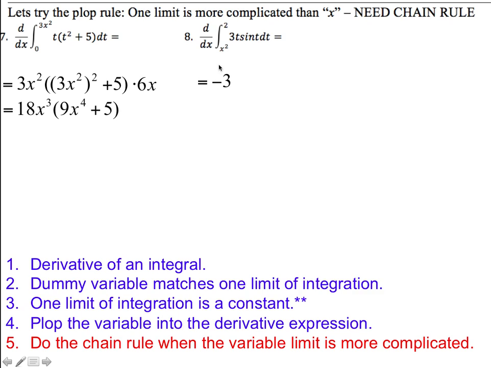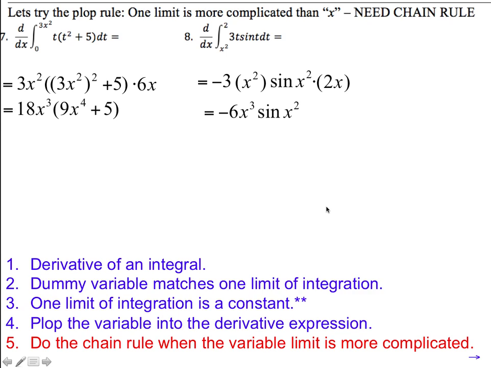So we're going to look like minus 3. And where I see a t, I'm going to put an x squared. I'm going to plop in my variable expression, sine, and then I'm going to plop in my variable expression x squared. And then I'm going to do the derivative, 2x. And so again, I've got my plop rule here, the 3x squared sine x squared. That's my plop rule. I've got the minus sign for the limit switch for that property. And I've got the 2x for the chain rule, because I have a limit of integration here that's more complicated than a straight x. I do simplify this, so it looks like I have a minus 6x cubed out front, sine x squared.